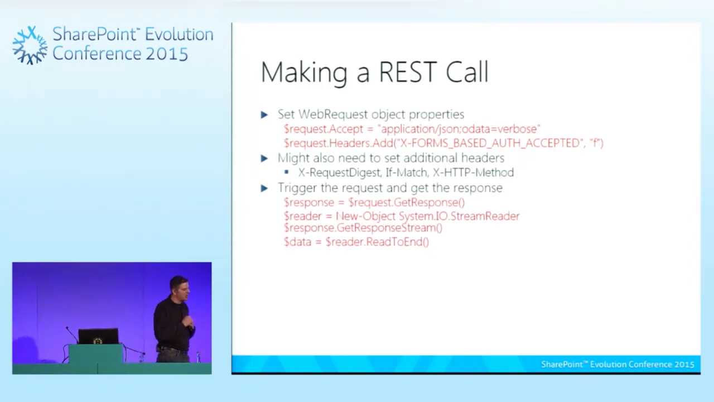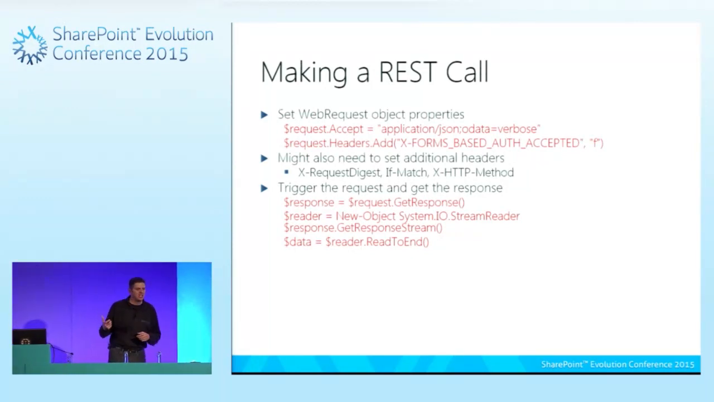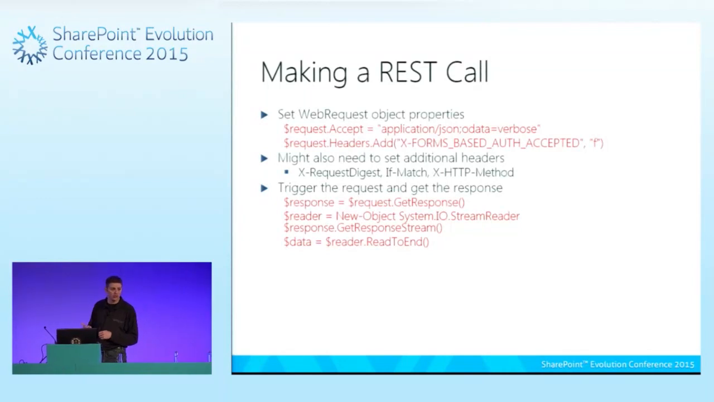When I call GetResponse, that actually triggers the call. I'm going to get a response object, and then I get a stream reader. So the data that comes back comes back in the form of a stream, and I use the GetResponseStream method to actually retrieve it. Reader.ReadToEnd gives me the data. So this is basically going to be a string that comes back, unless I'm downloading a file, in which case it'll be a byte array.